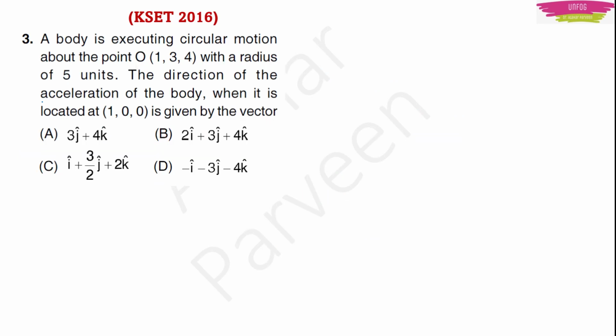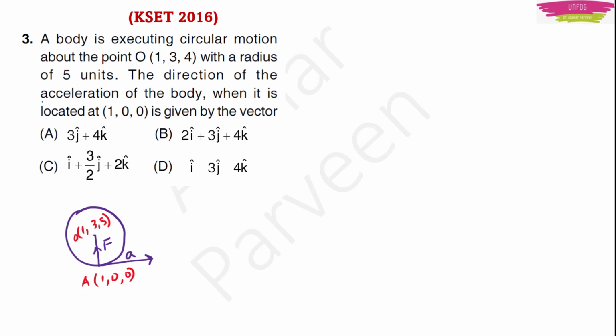Next question, this is also a 2016 question. The question is, a body is executing circular motion about the point O (1, 3, 4), with a radius of 5 units. The direction of the acceleration of the body when it is located at (1, 0, 0) is given by the vector. They are talking about a circular motion. The body is executing the circular motion. So you draw a circle like this and you plot the points. At the center O is (1, 3, 4), and at A, some point on that circular path, it is (1, 0, 0).